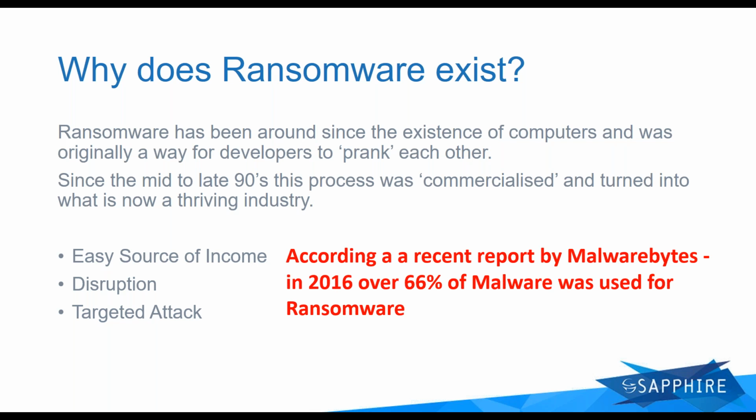Now, if we look at a recent report which was created by Malwarebytes towards the end of 2016, they currently estimate that over 66% of the malware which is currently in circulation, actively going around the internet and can be identified, is used for ransomware.